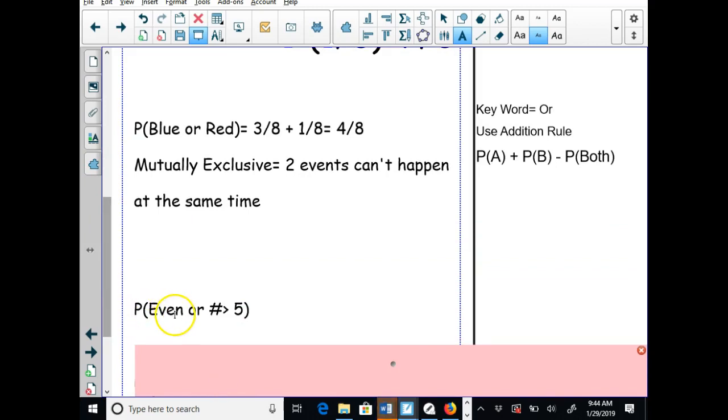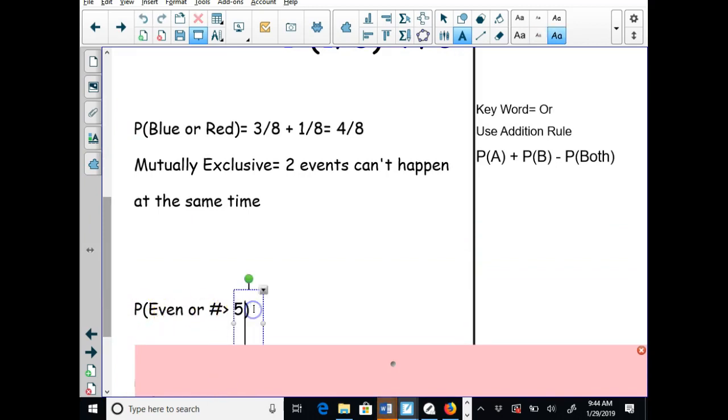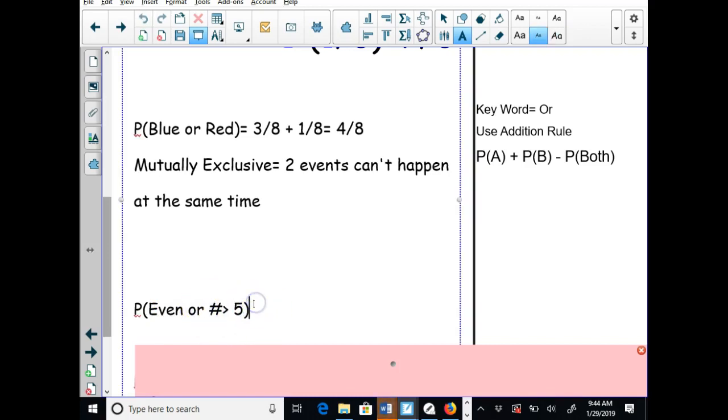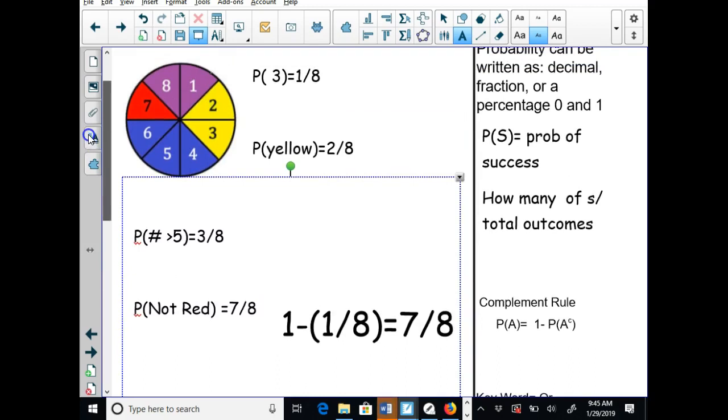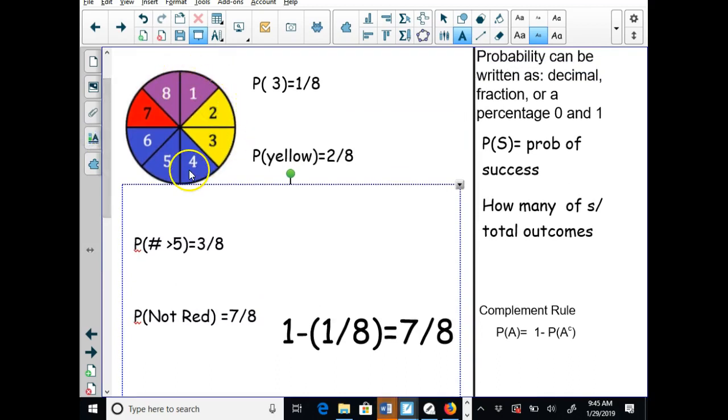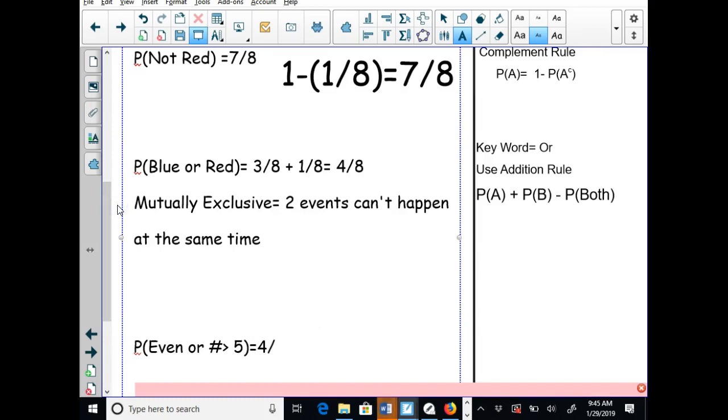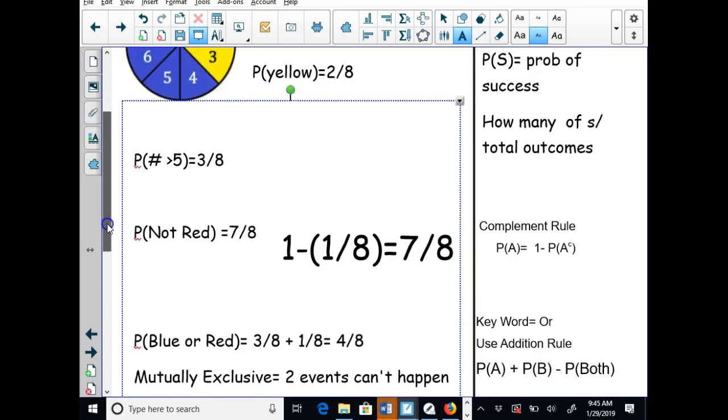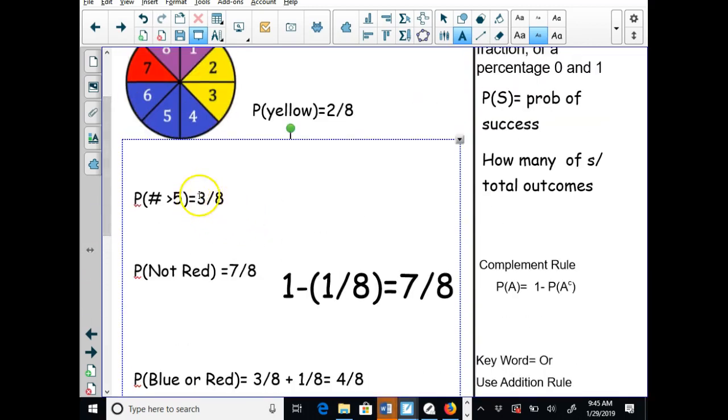Let's talk about the probability of being even or greater than 5. Again, we see that or, okay? We click in there. There we go. So we're going to scroll up. First, we want to figure out the probability of having an even number. So there's an even number 2, 4, 6, and 8. There's 4 even numbers out of total of 8 outcomes, plus a number greater than 5. How many numbers are greater than 5? Well, we already figured that out. That's 3.